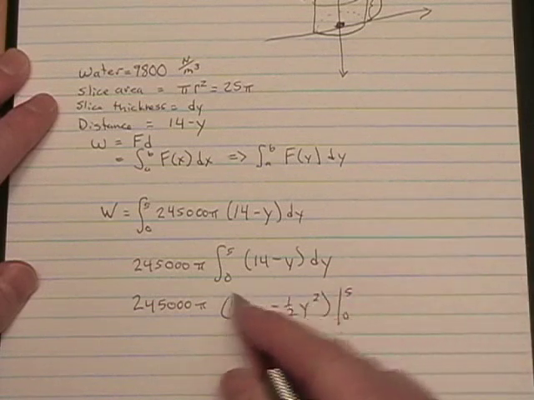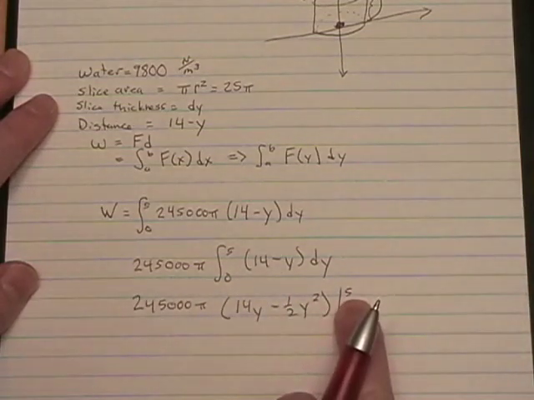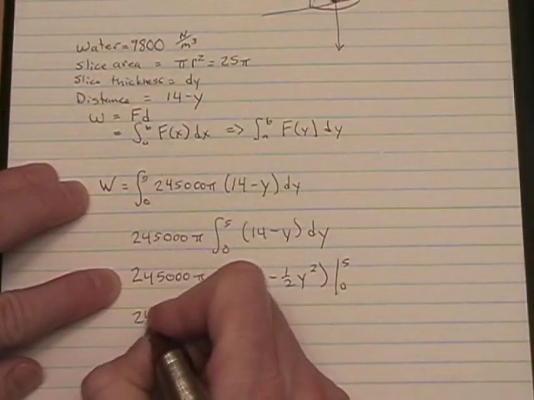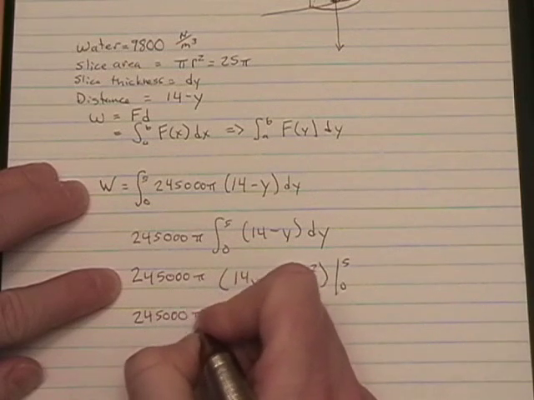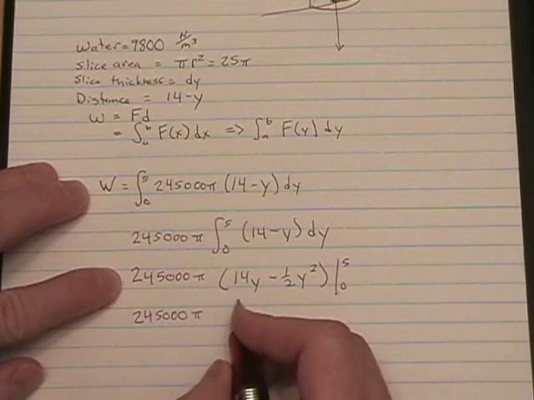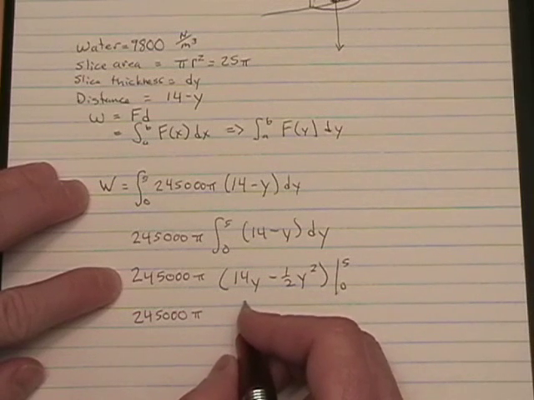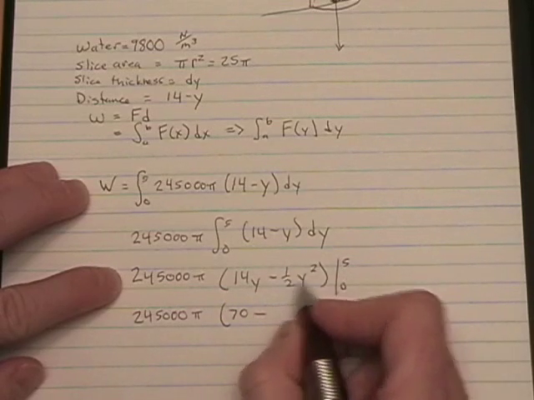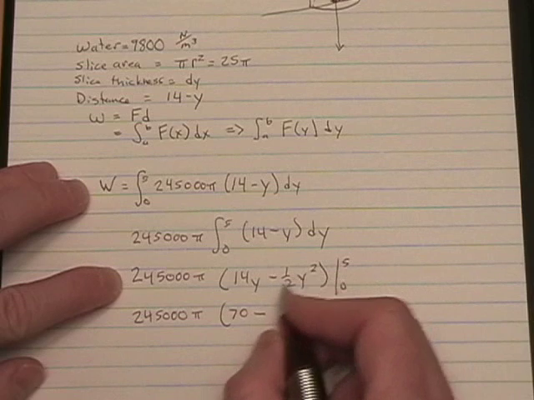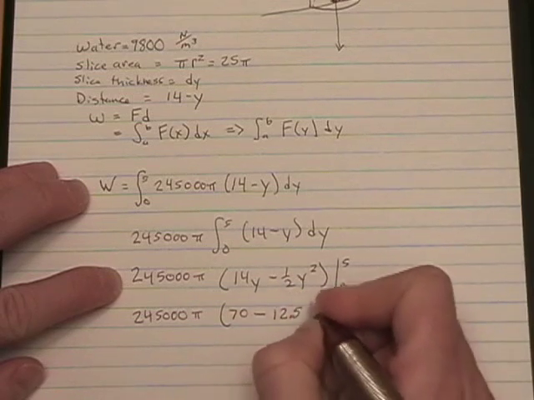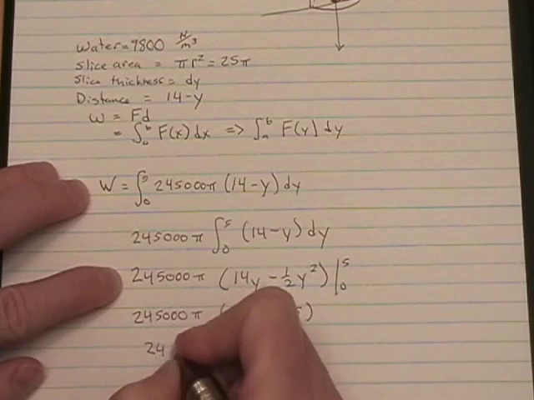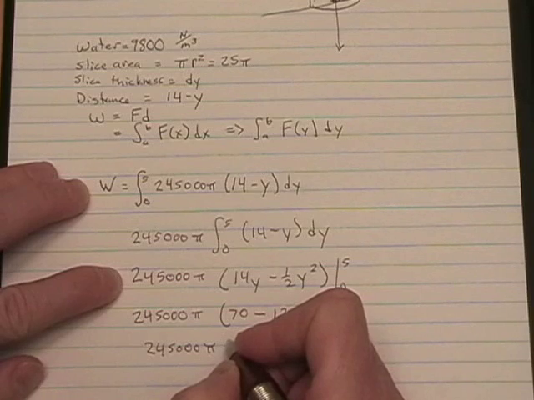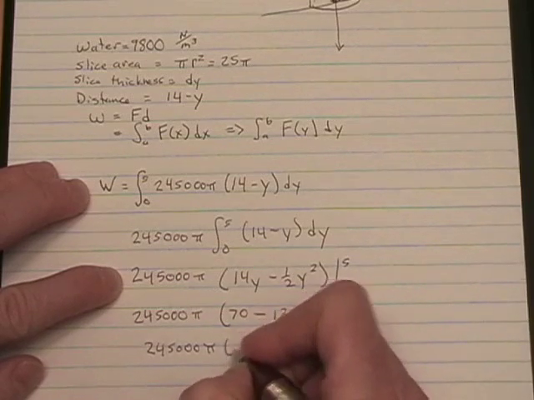And the good news is that when we plug in 0, this is all 0. So really all I have to do is plug in the 5. Five times 14 is 70. And 1/2 times 5 squared is 12.5. So far so good. 245,000 pi times 57.5. How's that sound?